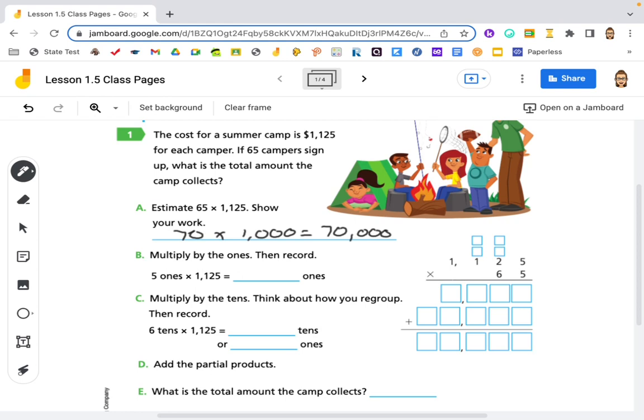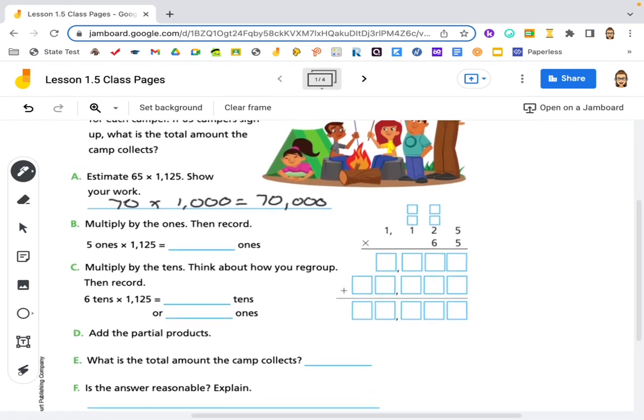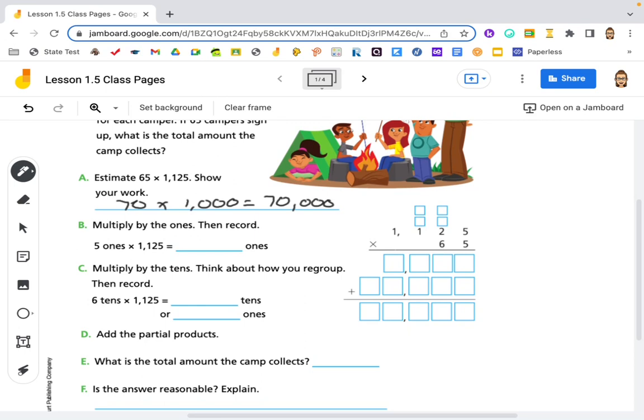So it says B, multiply by the ones. So we're going to multiply everything by the 5 ones. So 5 times 5 is 25. 5 times 2 is 10. Plus that 2 is 12. 5 times 1 is 5. Plus 1 is 6. And then 5 times 1 is 5. So I multiplied everything by the ones place. So we get 5,625.